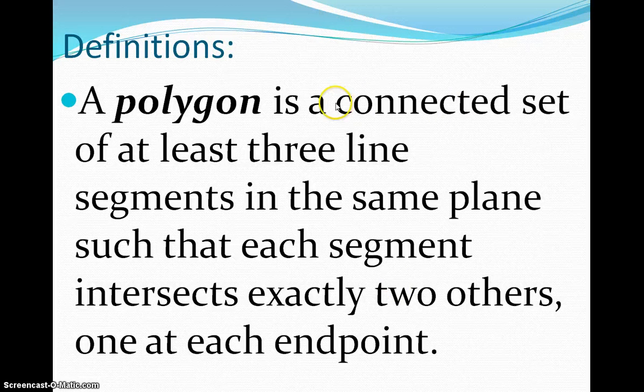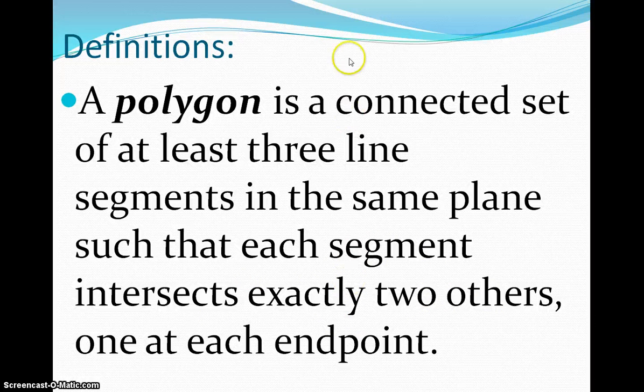So again, if you think back to before, where we basically said it's a bounded shape, basically meaning that it's connected. The entire thing is connected. There's not a space open. It has to be at least 3 line segments. So obviously if it's only 2, then that doesn't actually finish a complete connected set. It has to be in the same plane so that it's flat, 2 dimensions, such that each segment intersects exactly 2 others. So each side is going to basically connect.